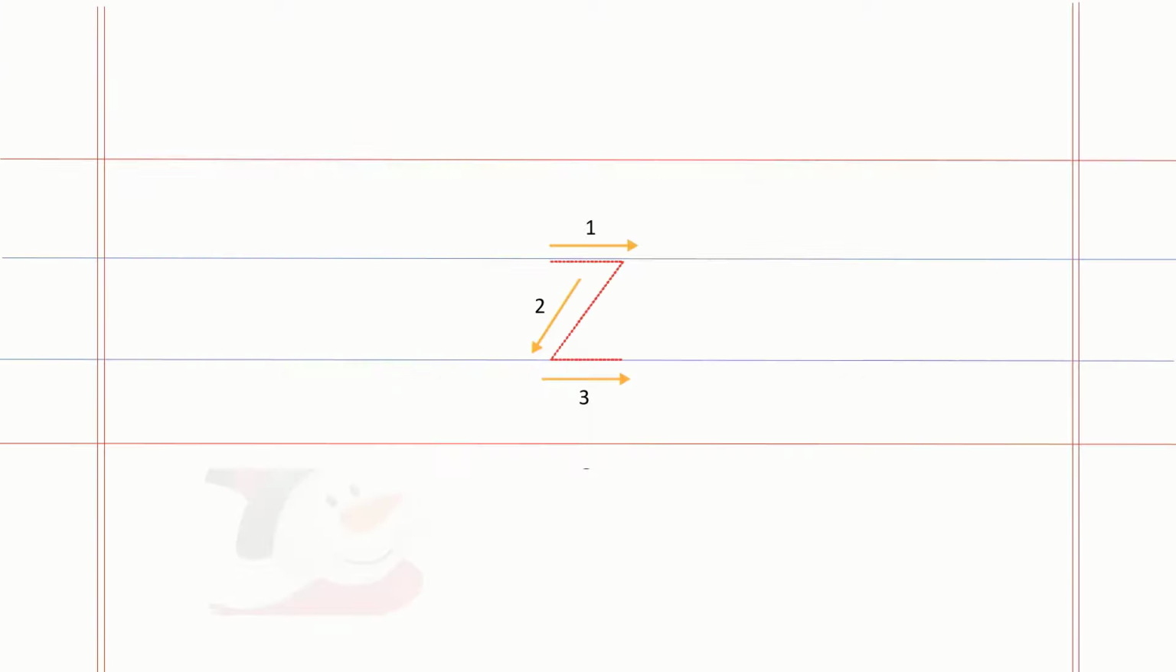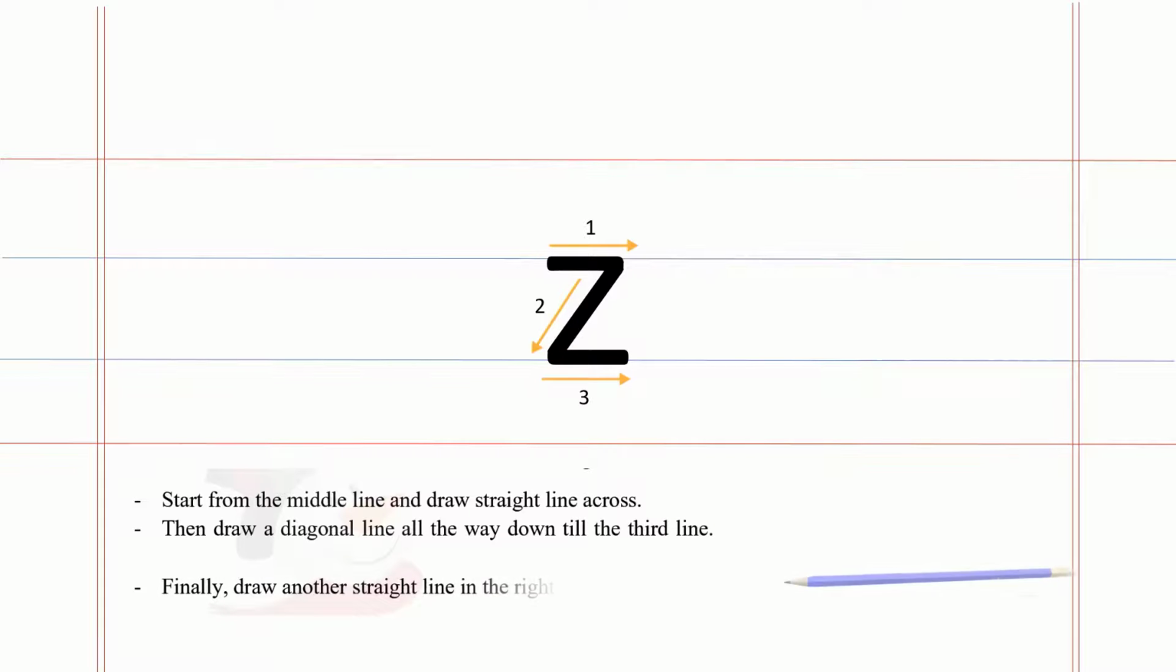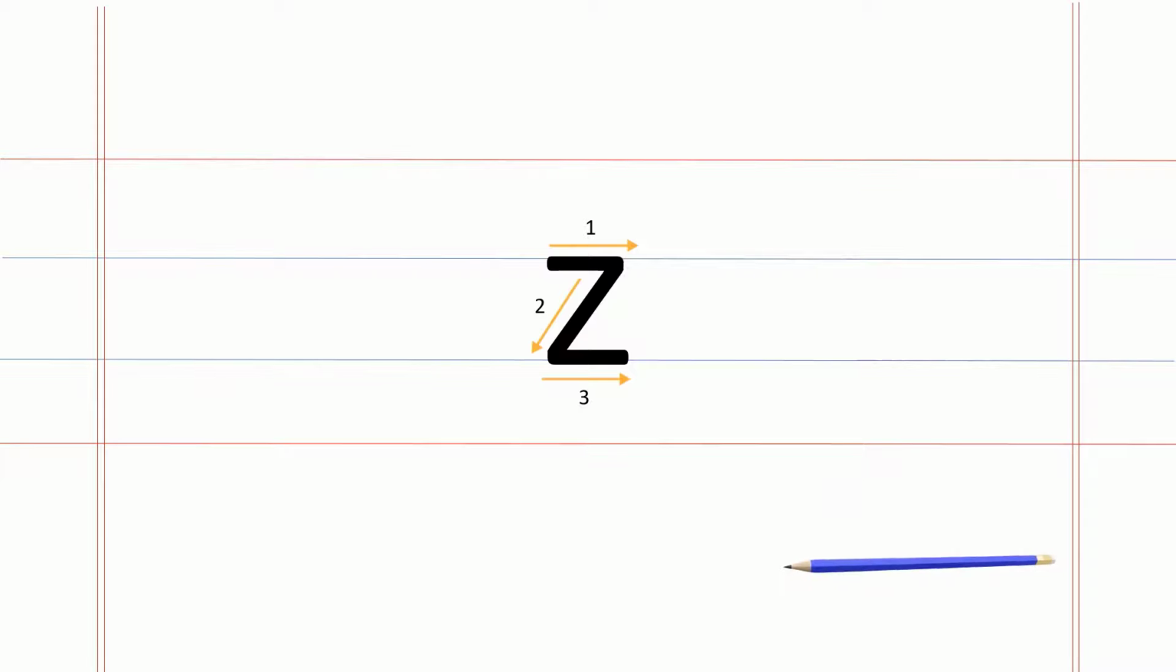Small z. Write small z on the middle 2 lines and give instructions. Start from the middle line and draw a straight line across. Then draw a diagonal line all the way down till the 3rd line. Finally, draw another straight line in the right side across the bottom.